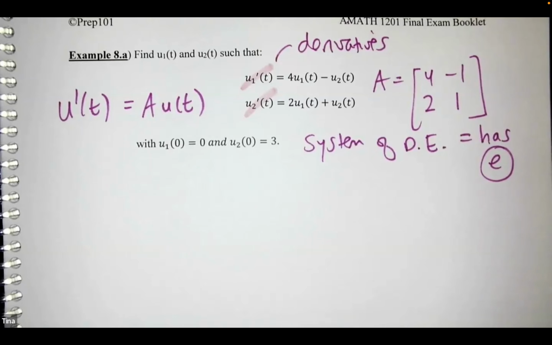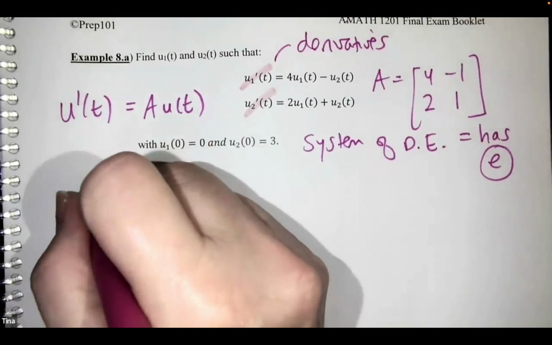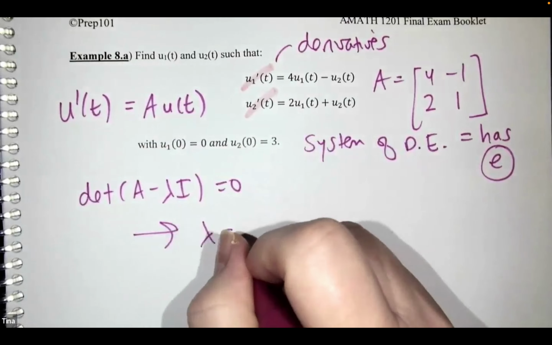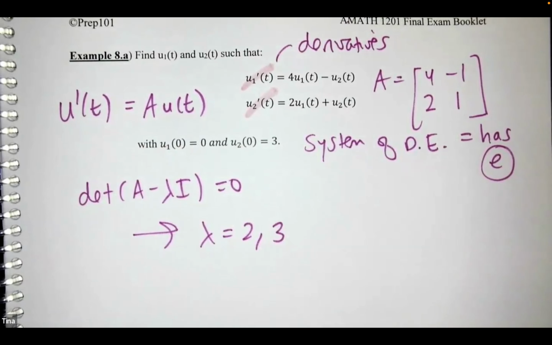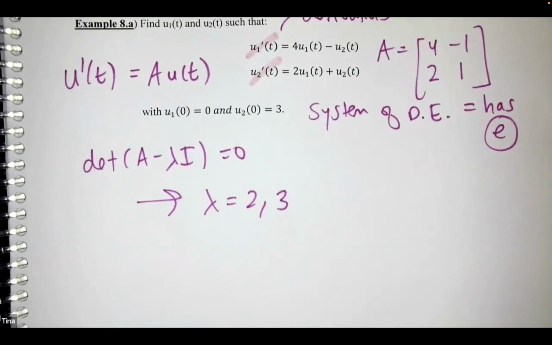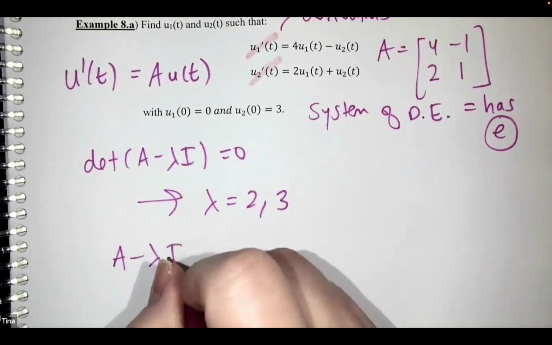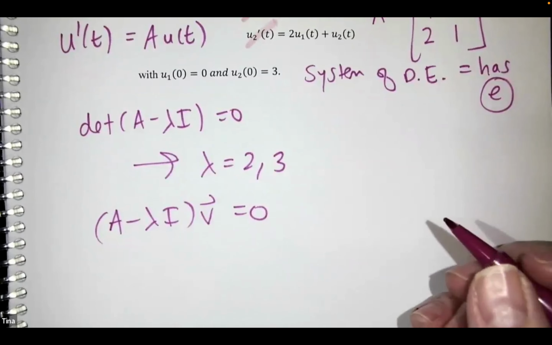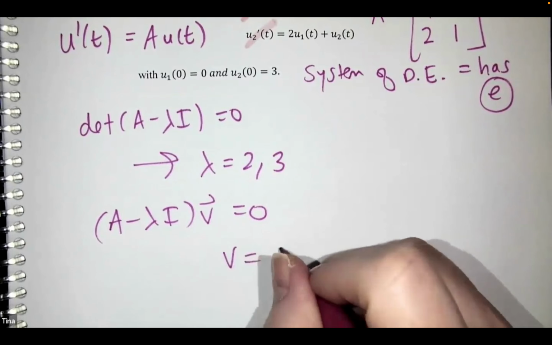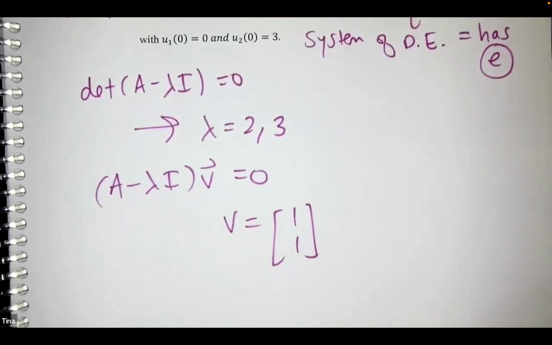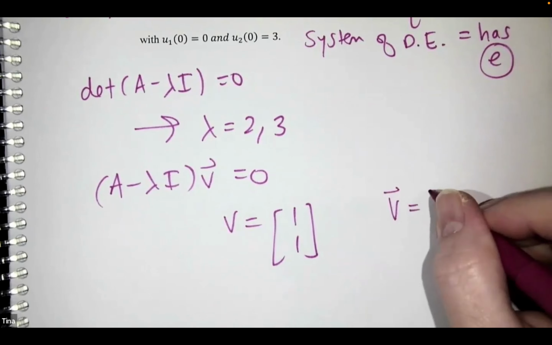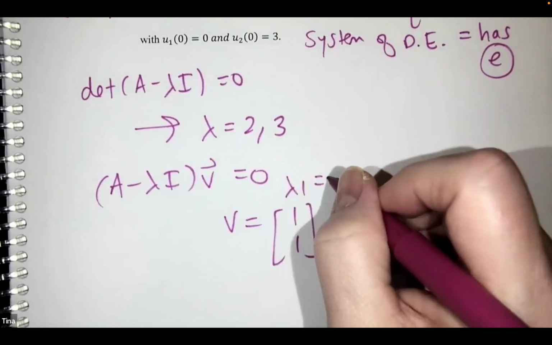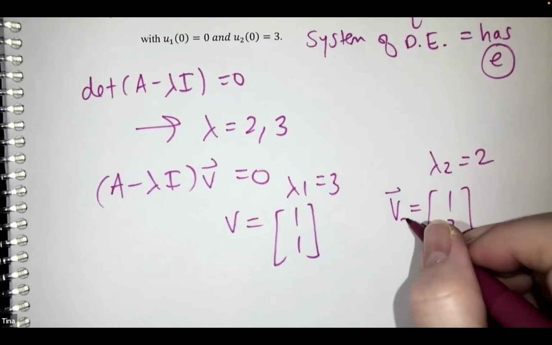So again, same thing as always, right? Go through, find det(A minus lambda I), solve. We're going to get 2 eigenvalues that are distinct. Then, for each of them, (A minus lambda I)v equals 0. Find your eigenvectors. So my v is (1, 1) and (1, 2). This one is for 3 and this one is for 2.